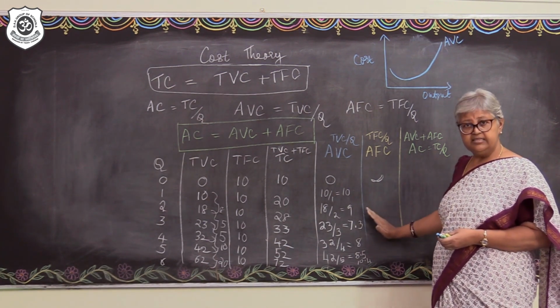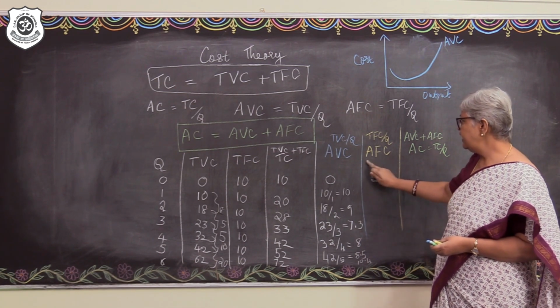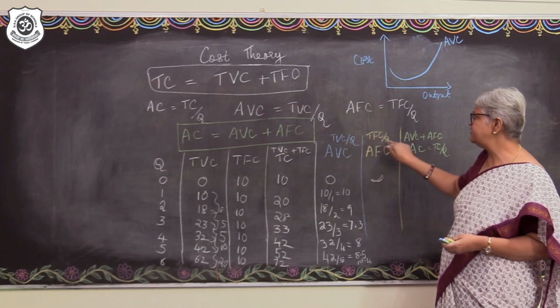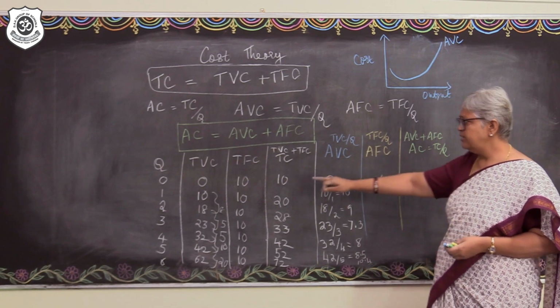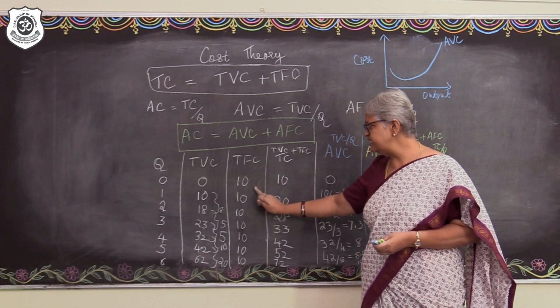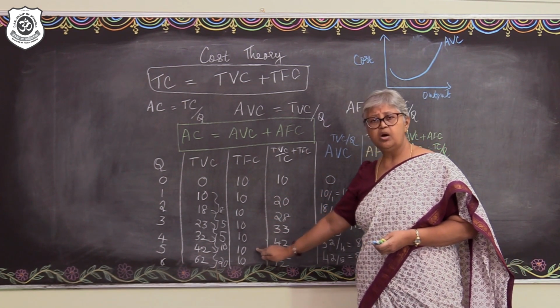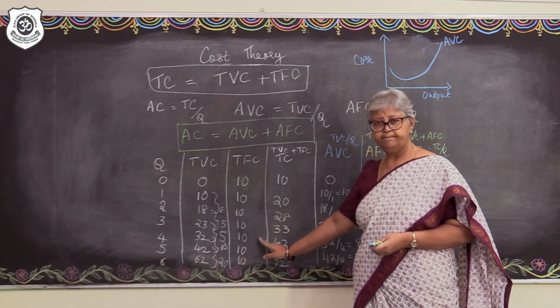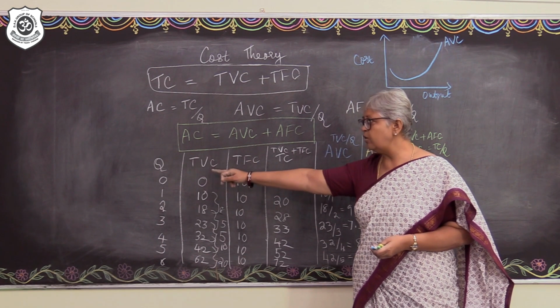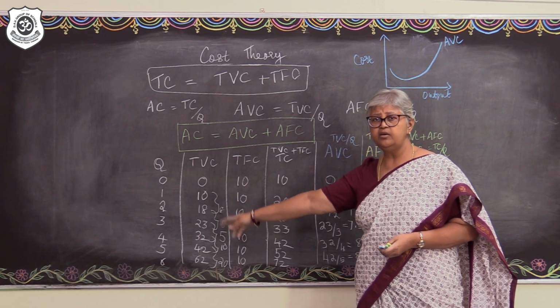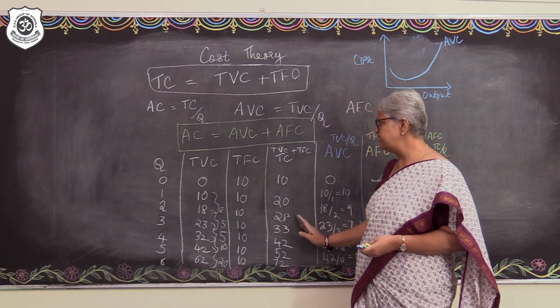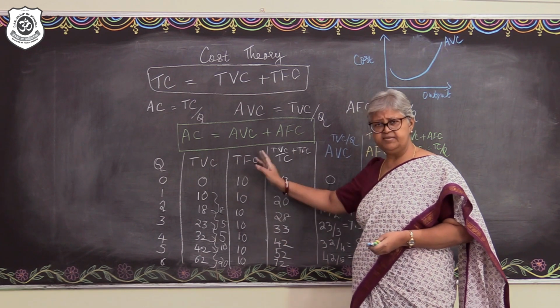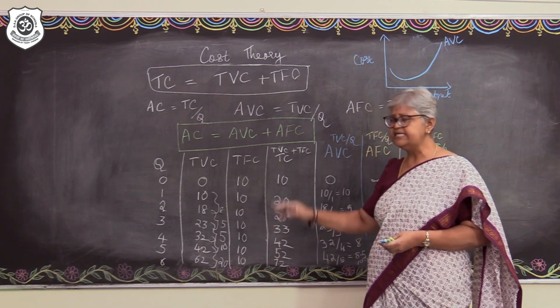Coming back to the schedule, AFC can be understood as TFC by Q. And you know that the total fixed cost remains constant at all the levels of output, remains only 10. Immaterial of whether the output is 0 or 1, 2, 3, whatever it is, the total fixed cost remains the same, isn't it?